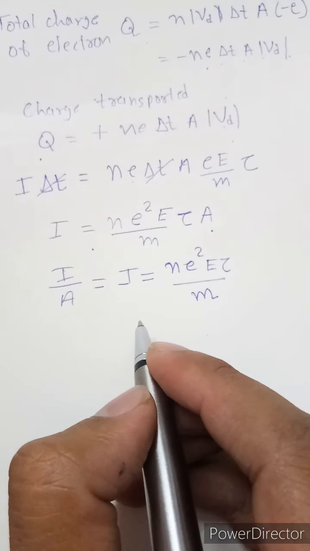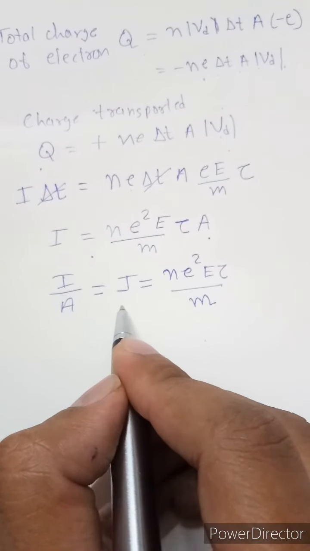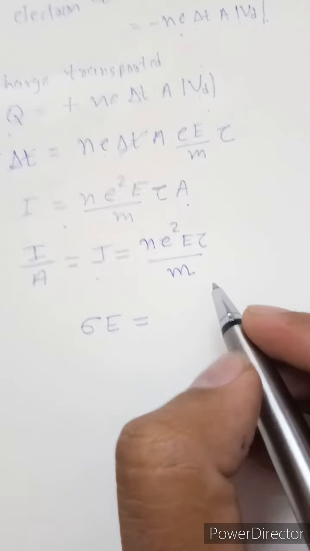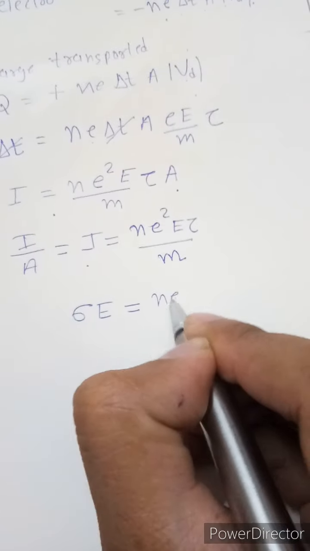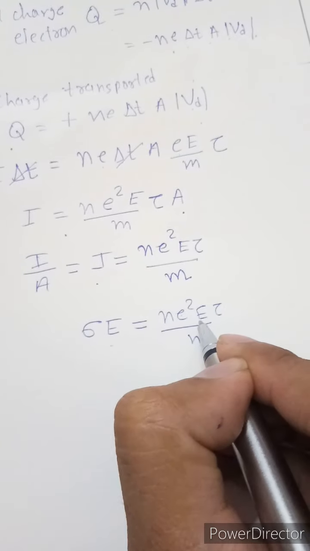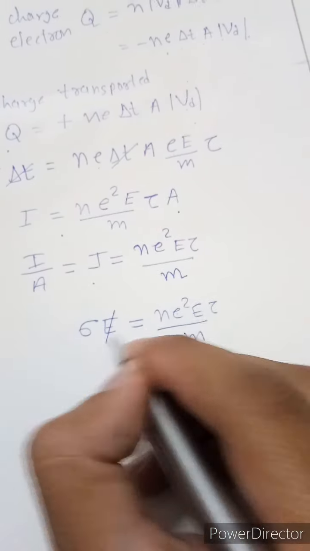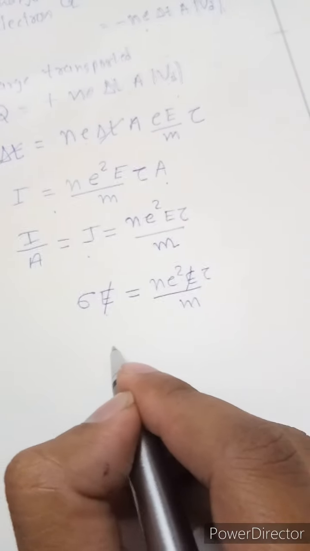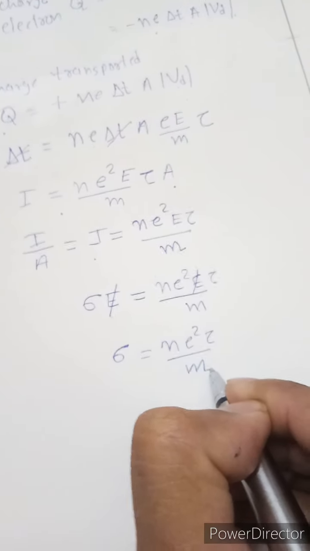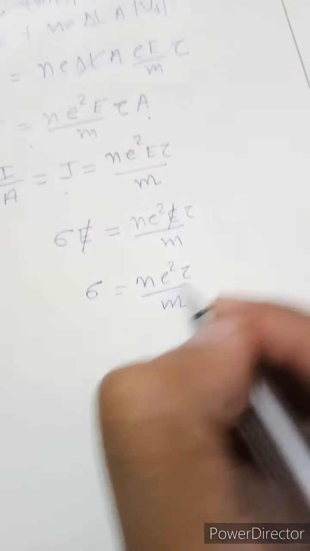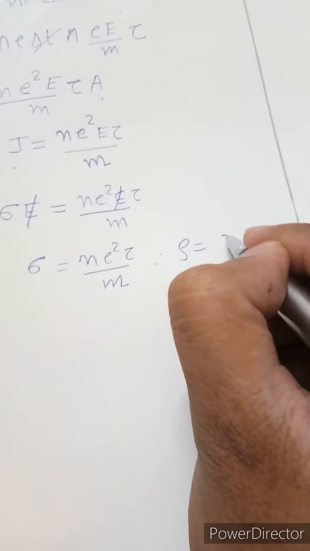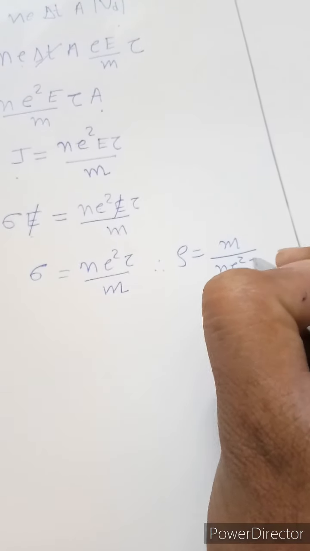But another formula of current density is σE. Conductivity into electric field is nothing but the current density. So you will get this formula: σE = ne²Eτ/m. Here the electric field will be cancelled out, so you will get σ = ne²τ/m. And from this you can also find resistivity, which is nothing but the reciprocal of conductivity, and you will find m/ne²τ.